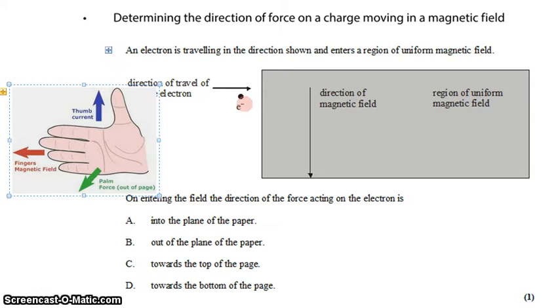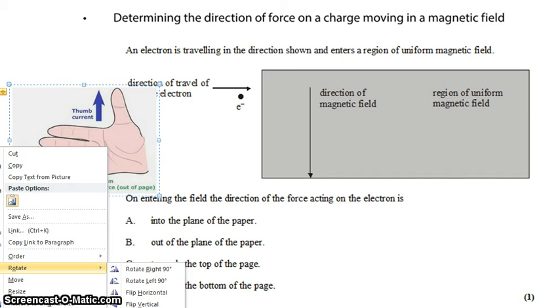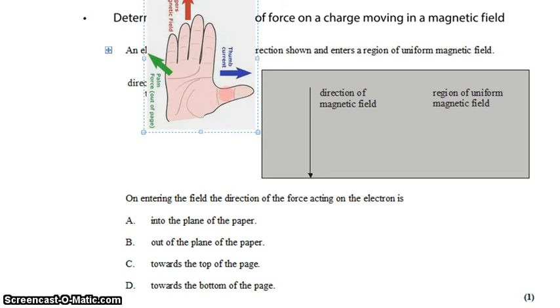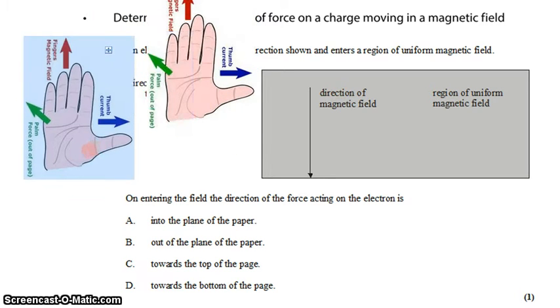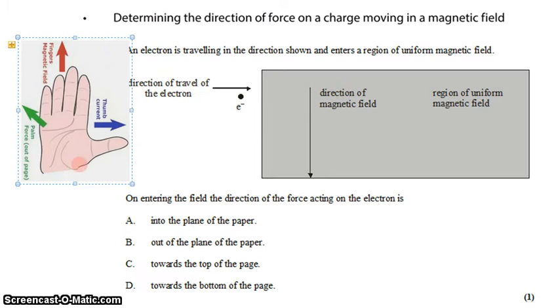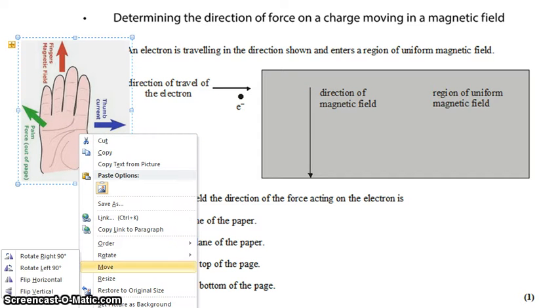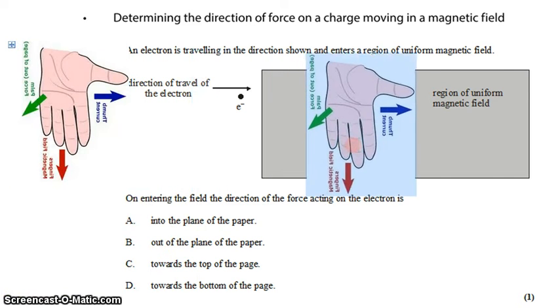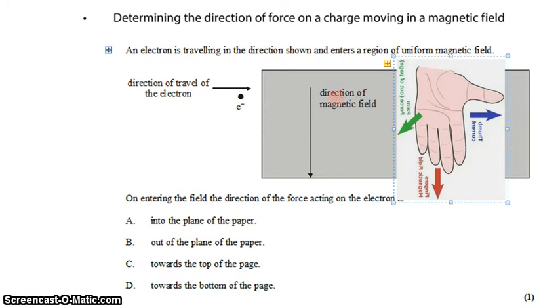So what we're going to do is rearrange this hand to represent the situation we see here. The electron's traveling to the right, so let's rotate the image so that the thumb is pointing to the right. All right. So direction of travel to the right. Electron's moving to the right. Magnetic field is down though, so we'll flip our hand so that our fingers are pointing down.